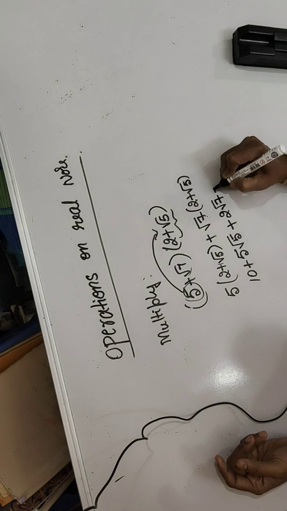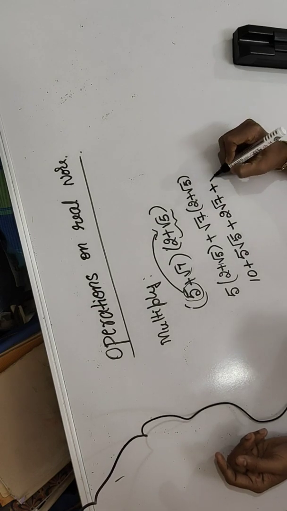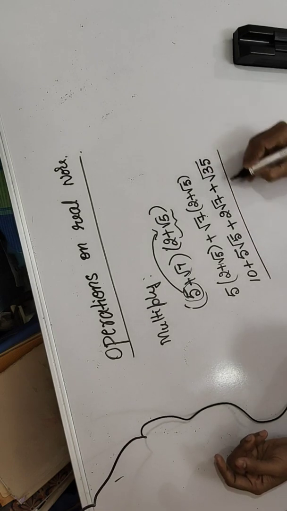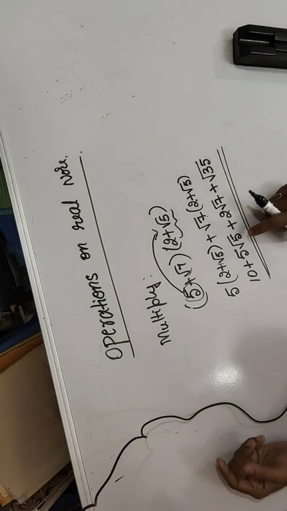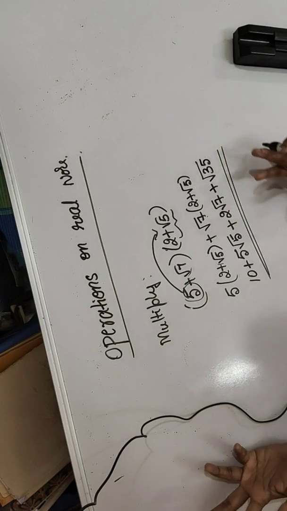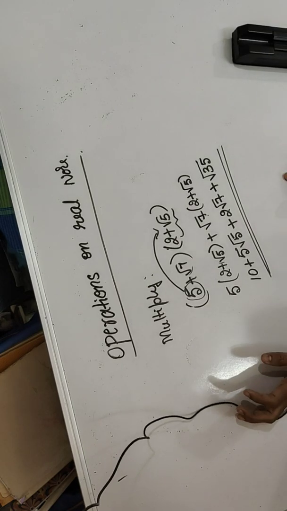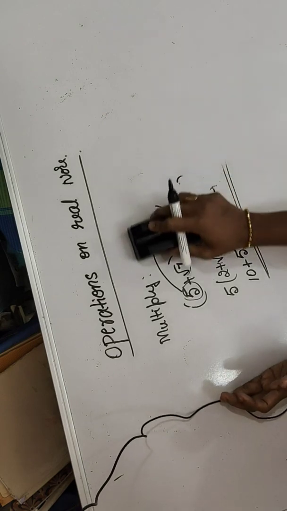Plus, here you can multiply because both contain a root sign. So root 7 into root 5 is root 35. So this is the answer. Here 10 is there, and there is no other whole number. Root 5 is there, 7 is there, so we cannot multiply. So let it be the answer. We cannot add or subtract.